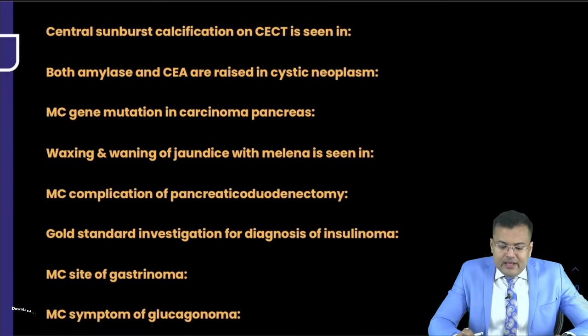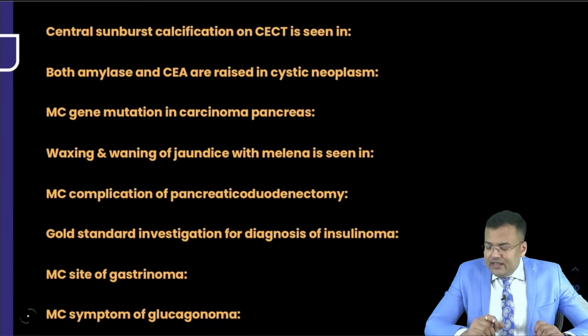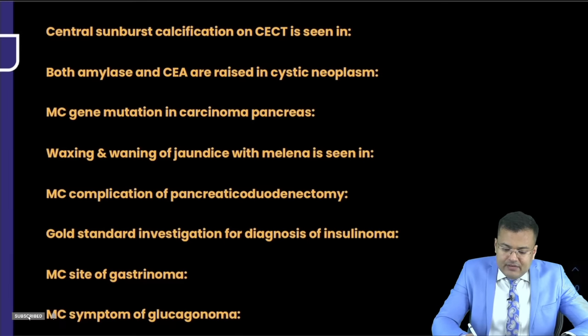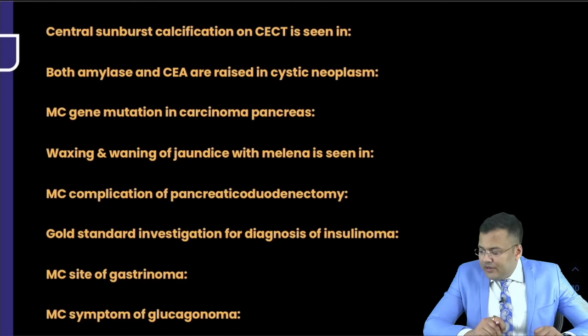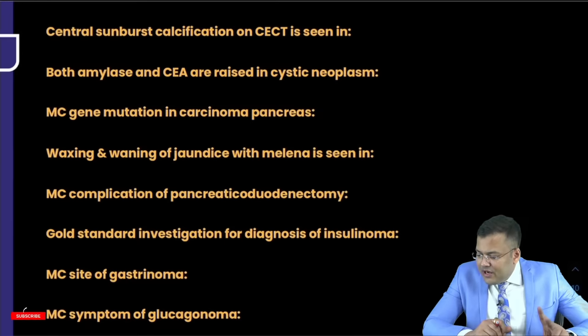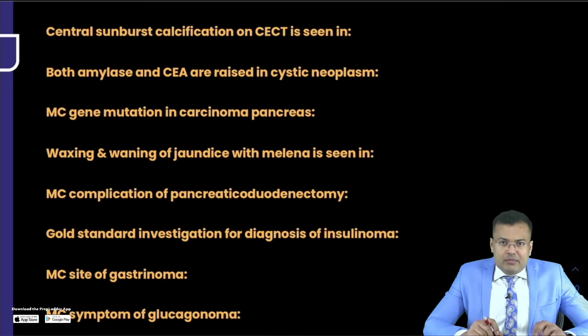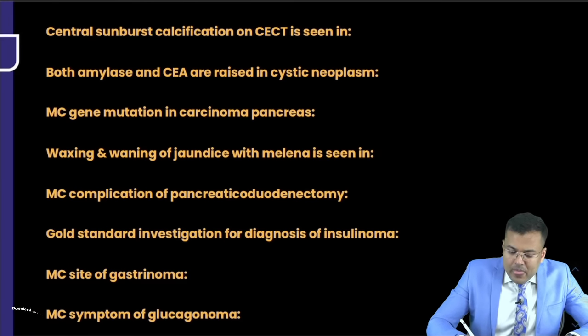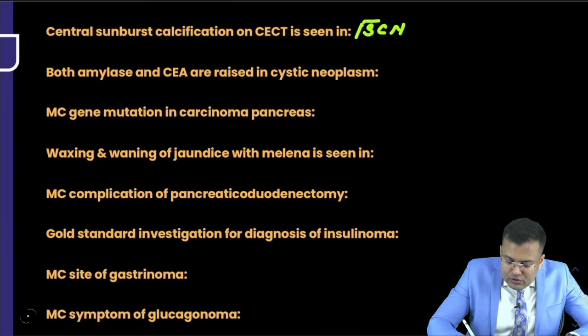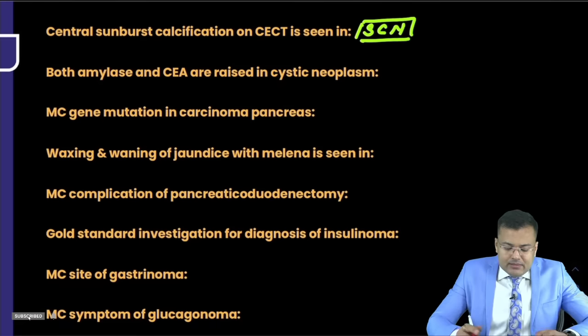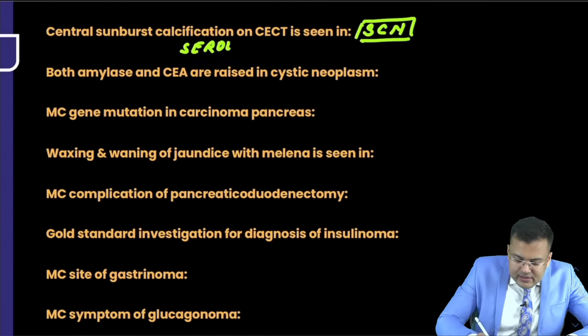ERCP is the gold standard. Very good. Next, tell me, central sunburst calcification on CECT is seen in which tumor of pancreas? Guys, waiting for your reply. Ankit Gujjar, very good. It's not hydatid cyst, guys. Only two people till now. Nikhil, third person to reply. Now, majority of you marked wrongly. Central sunburst calcification is seen in serous cystic neoplasm, also known as serous cystadenoma.